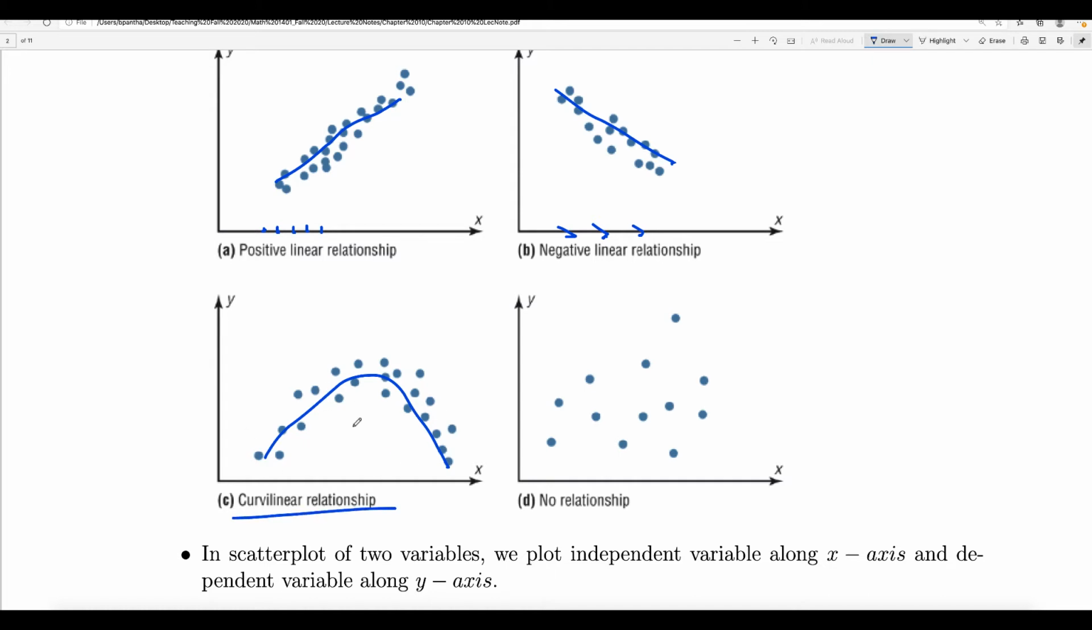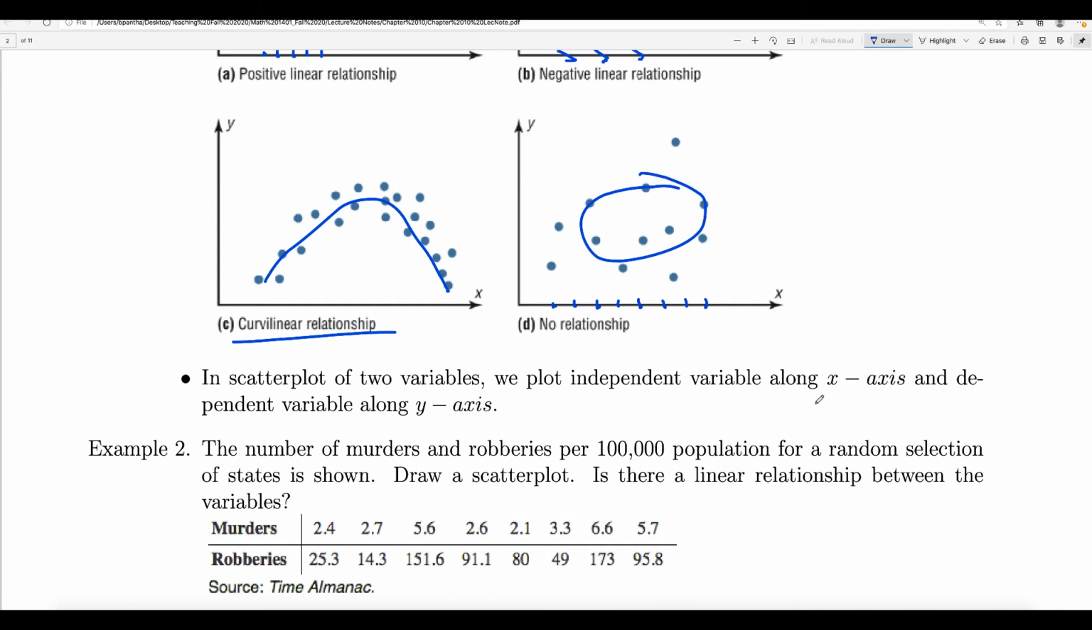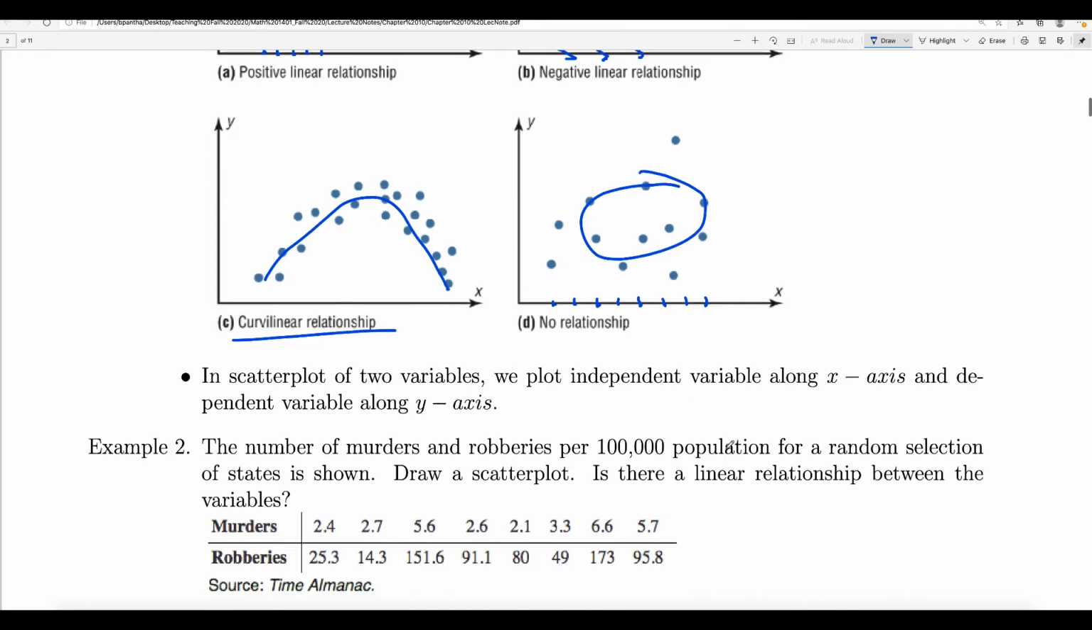Okay, curvilinear relationship. And here it is not following any rule, because whenever you increase the x, sometimes the y values are increasing, sometimes the y values are decreasing. So basically there is no specific trend here. Okay, so it is no linear relationship. In a scatter plot of two variables, we plot the independent variable along the x-axis and the dependent variable along the y-axis.